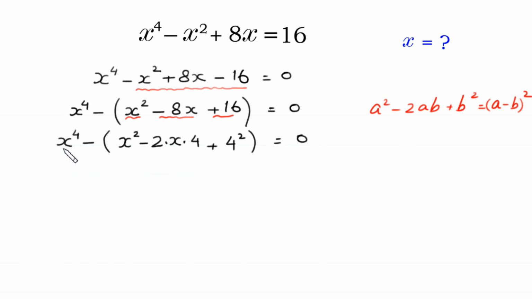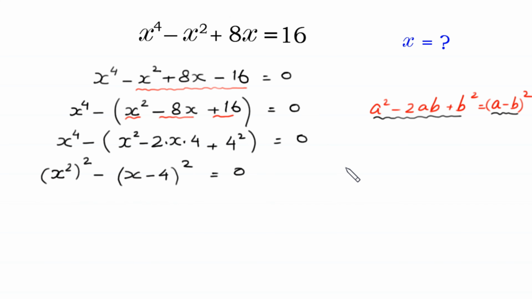Now we can write this x to the power 4 as x squared whole squared minus, and as this expression a squared minus 2ab plus b squared is equal to a minus b whole squared, this x squared minus 2 times x times 4 plus 4 squared is equal to x minus 4 whole squared is equal to 0. Now we have difference of two squares.